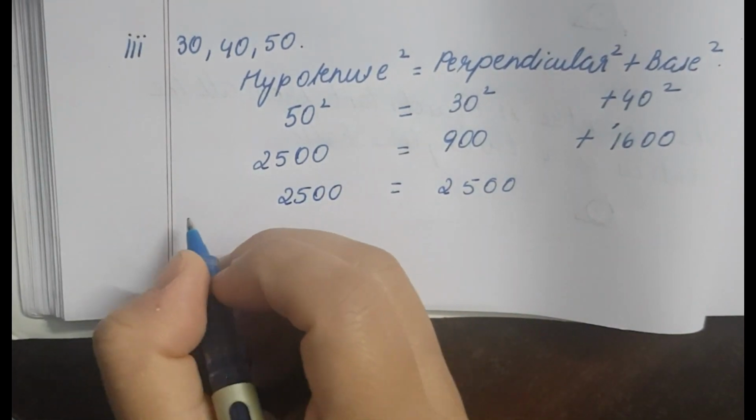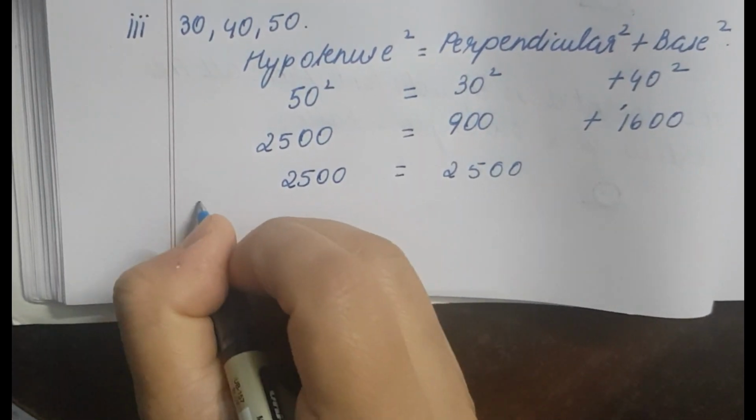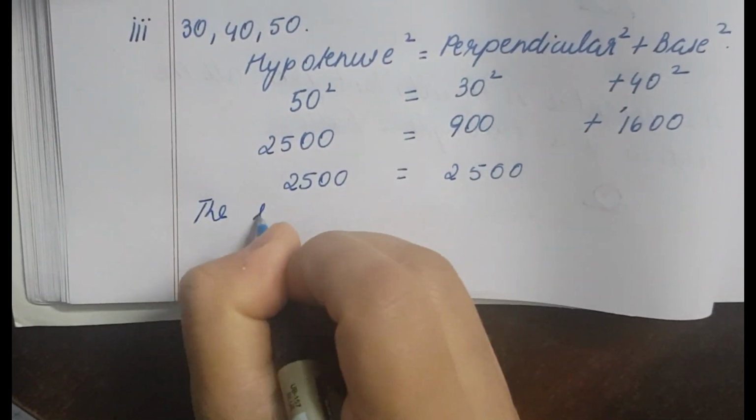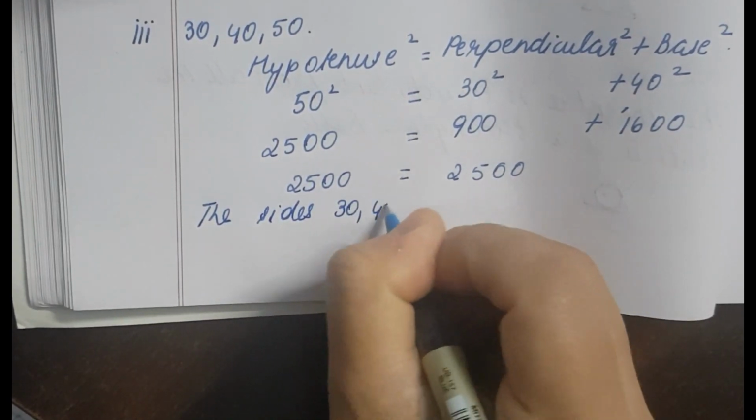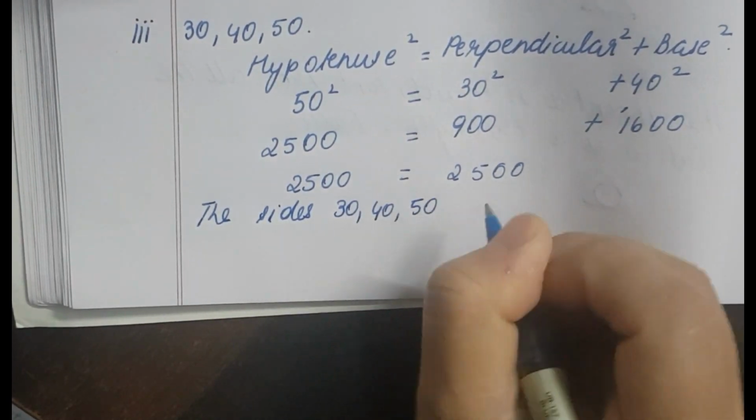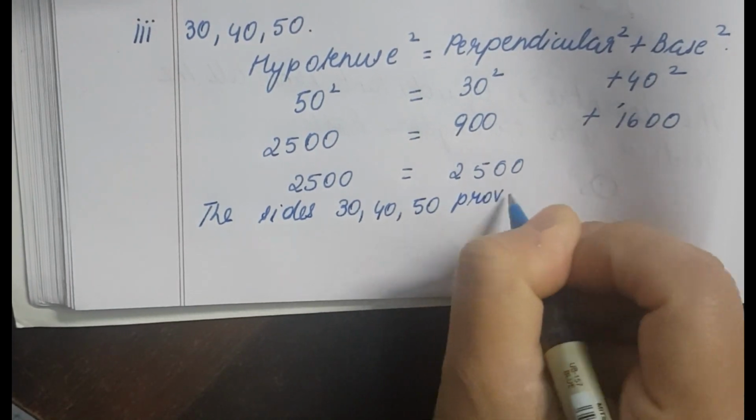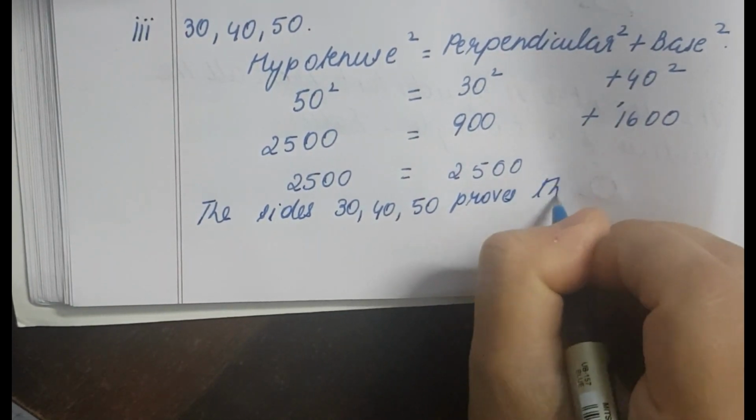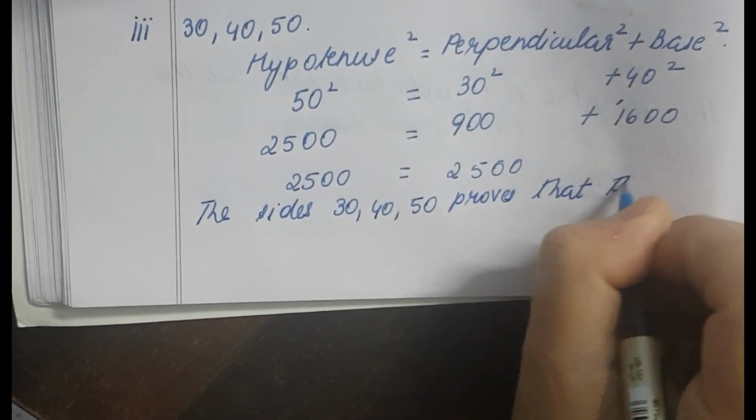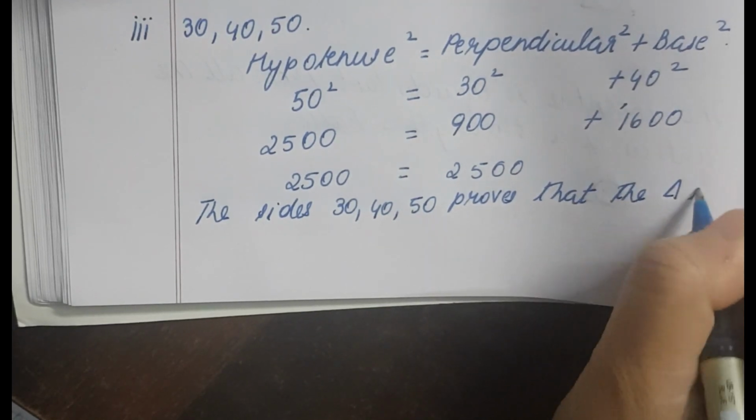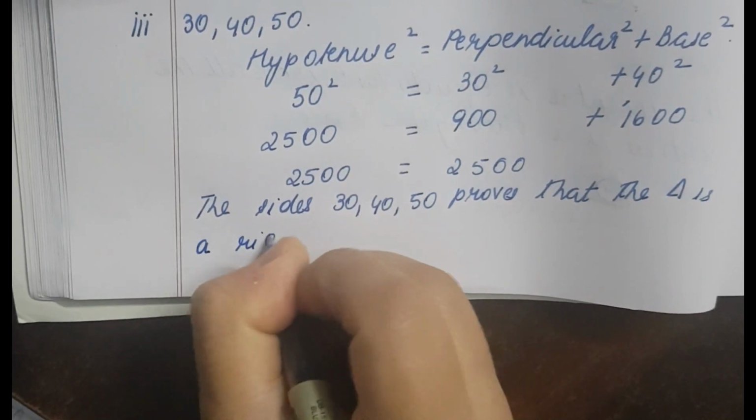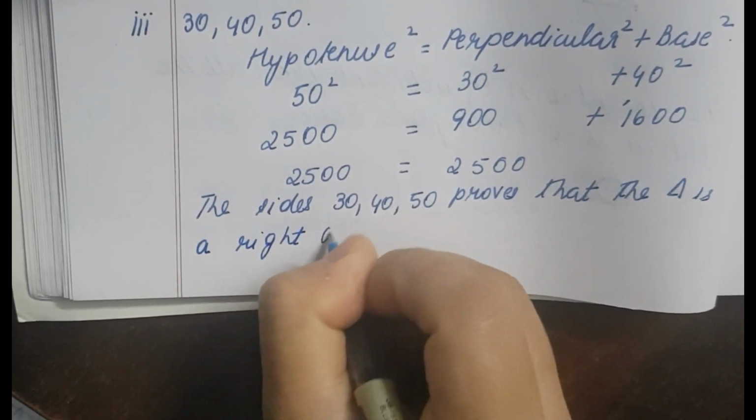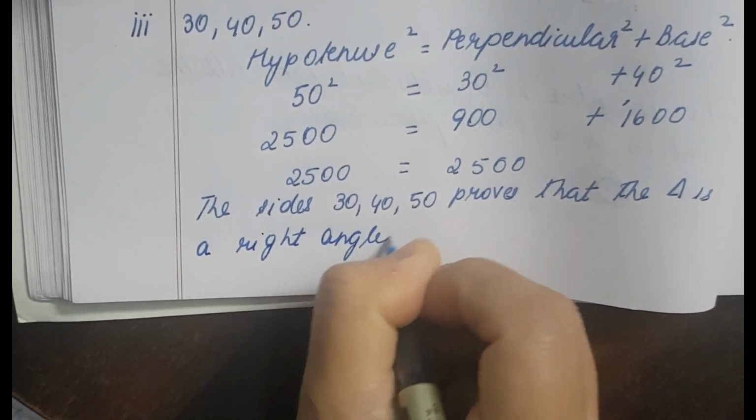So now we can write here: the sides 30, 40, 50 proves that the triangle is a right angled triangle.